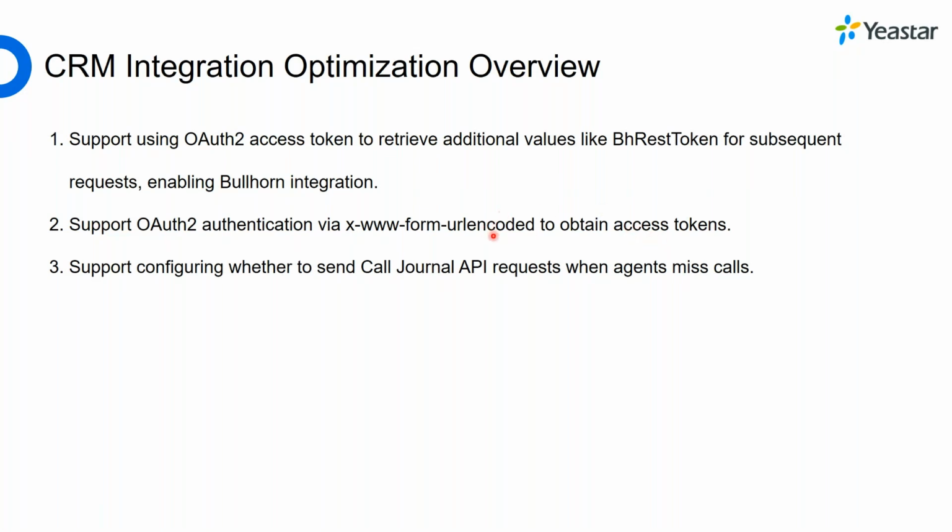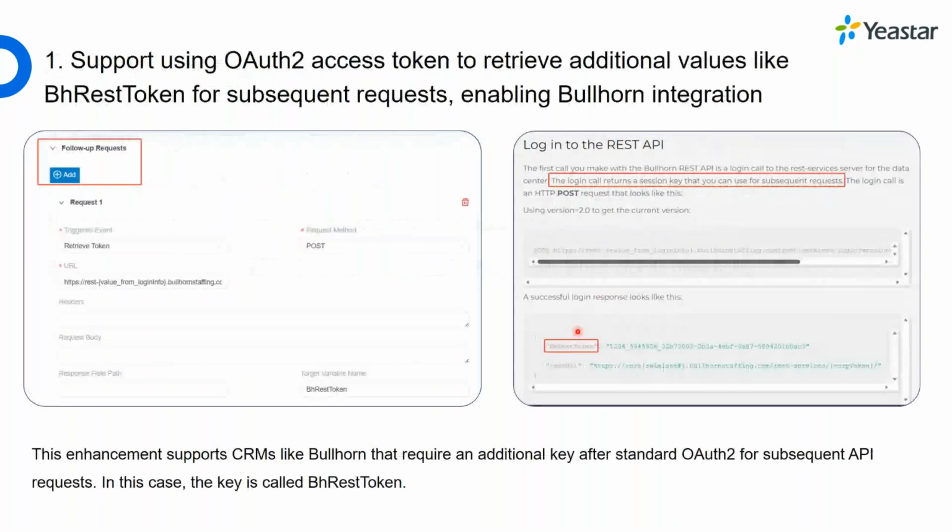They strictly request this contact type for the API request. Sorry, it's a bit technical, but this is for Hello CRM and this is for Zoho CRM. Yeah, that's all the information. And three is to support configuring whether to send the call journal API request when the agent answers a call. Well, let's go through them one by one.